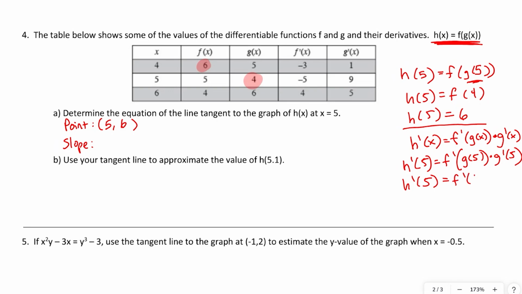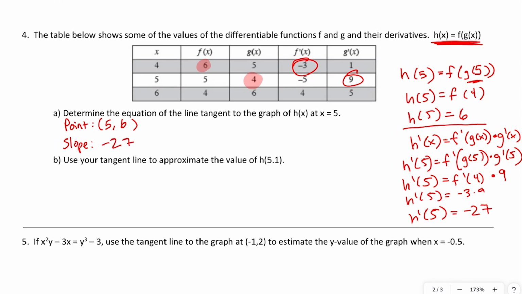So we have f prime of 4 times the derivative of g at 5, which you can see is right here at 9. F prime 4, we can find that in the table right here. It's negative 3. So h prime 5 is going to be negative 3 times 9, which is negative 27. Okay, this is going to be the slope of h at x equals 5. So our slope is negative 27.